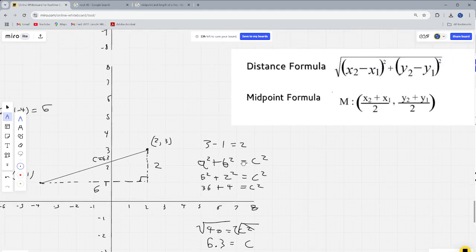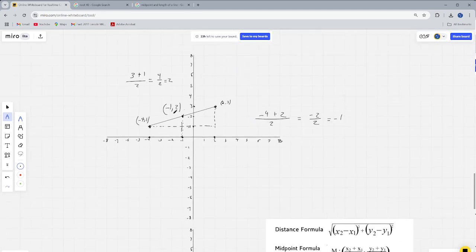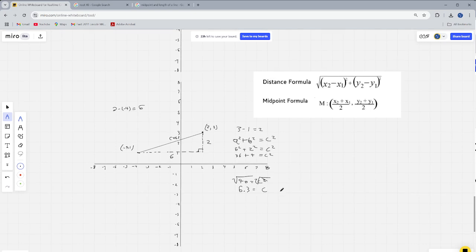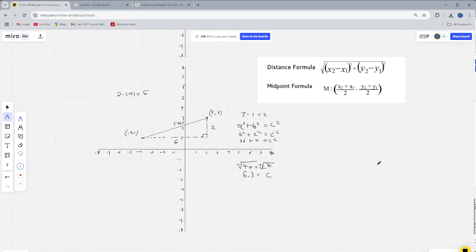So the midpoint of this line was -1 and 2, and the length of this line is 6.3 units. And that is how we go through and find the midpoint and length of a line segment.